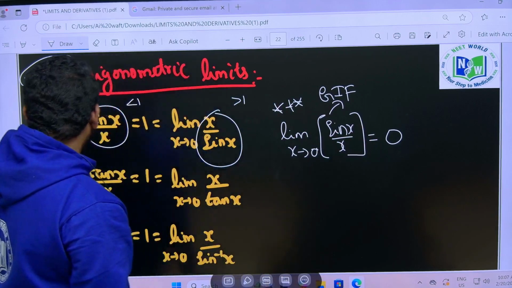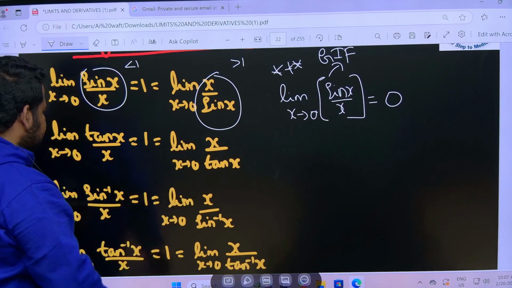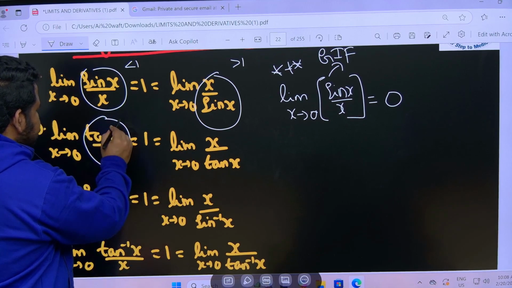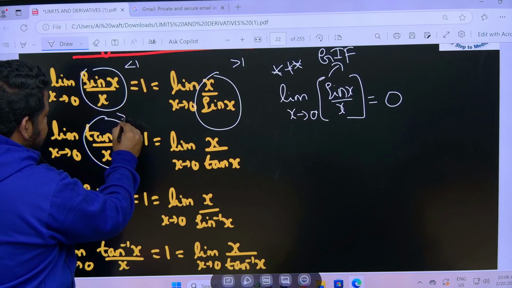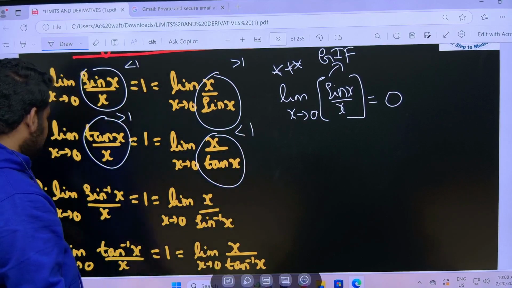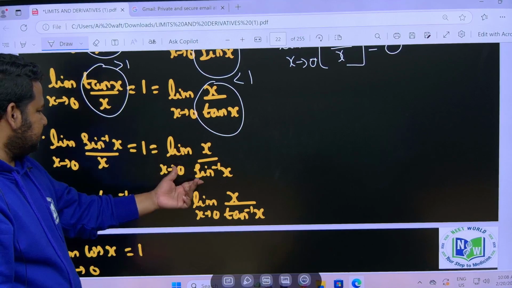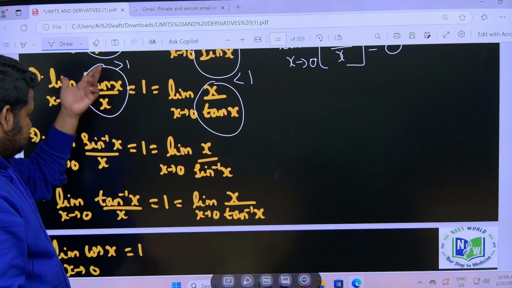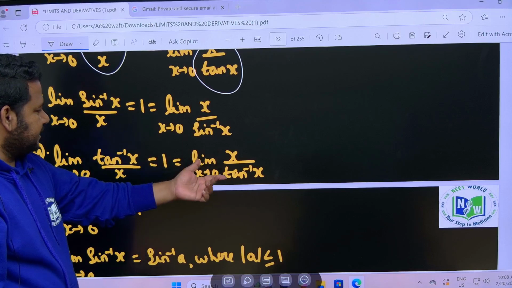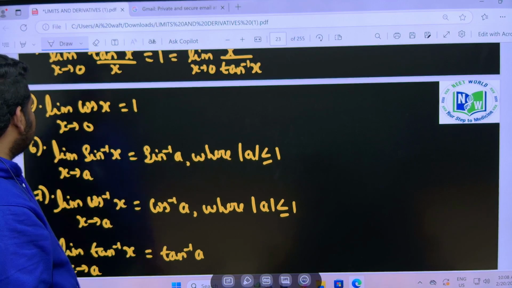Got it? Next, limit tan x by x is equal to 1, and limit x by tan x is equal to 1, as x tends to 0. Here tan x by x is actually greater than 1, and x by tan x is actually less than 1. Now limit sin inverse of x by x is equal to 1, and limit x by sin inverse of x is equal to 1, similar to the previous one. Got it? Limit tan inverse of x by x is equal to 1, and limit x by tan inverse of x is equal to 1.